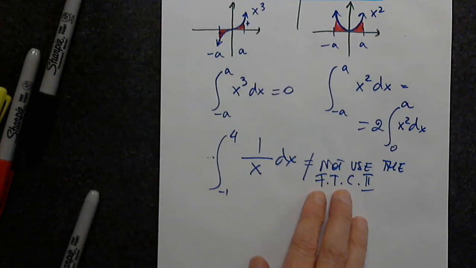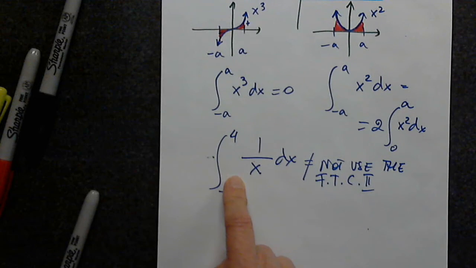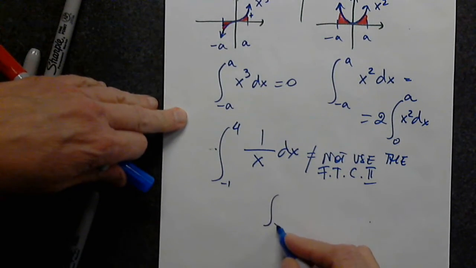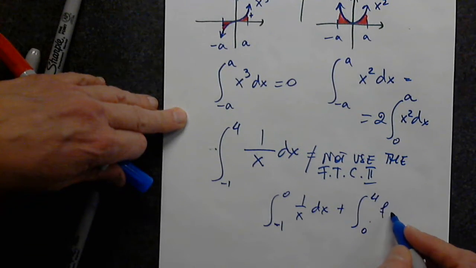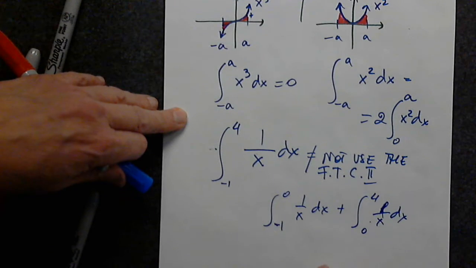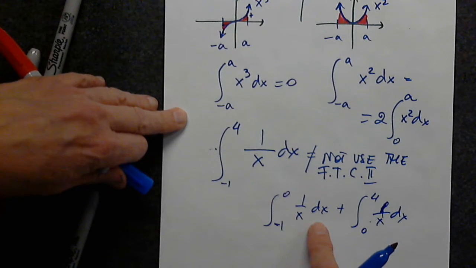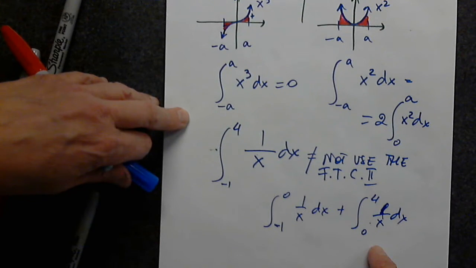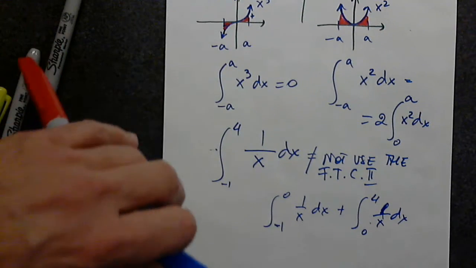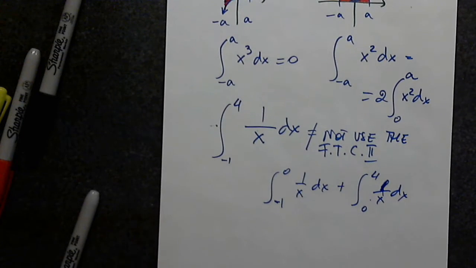you cannot use the fundamental theorem of calculus part 2. If it converges, it will change into two integrals. Yes, it will be an integral from -1 to 0 of 1 over x dx plus the integral from 0 to 4 of 1 over x dx. But this, if it converges, it will be a limit. And this, if it converges, it will be a limit. Okay. Very good. So now I would like to practice this with a couple of examples.